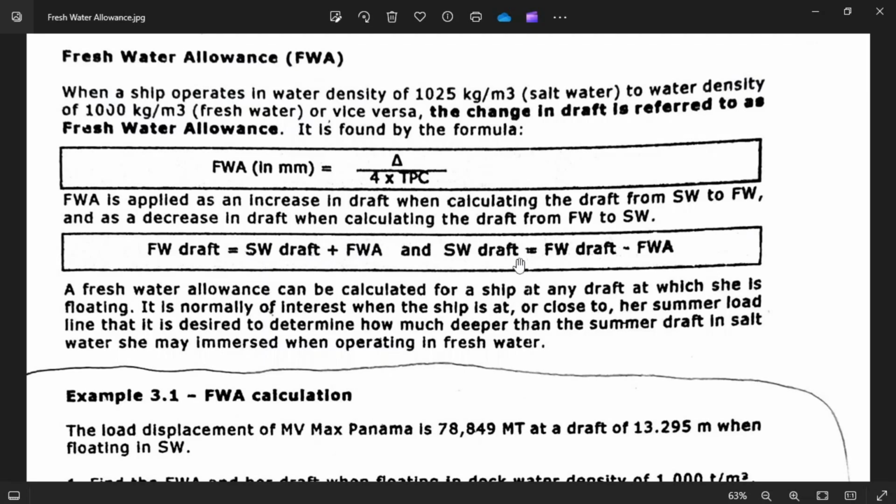Now from freshwater you want to go to saltwater draft, so from the freshwater draft you deduct the freshwater allowance, because if you are floating in saltwater, the tendency of the vessel is to rise up. Since you want to rise up, there will be a reduction in draft, so you have to deduct the freshwater allowance from the freshwater draft.